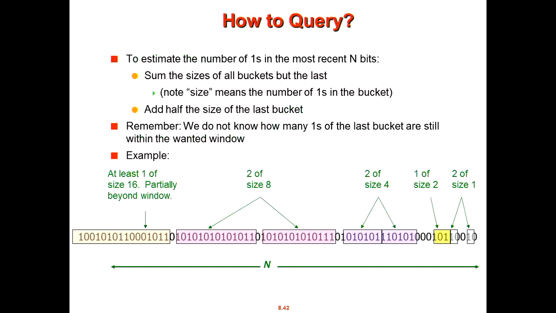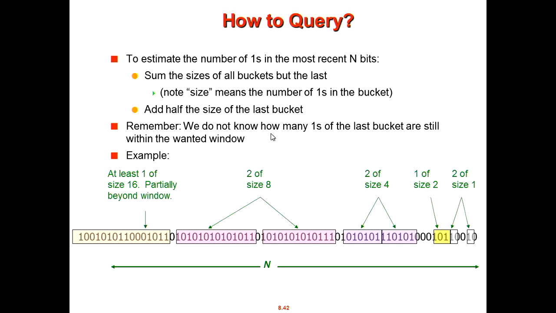And next, how to do the query. Now we have the buckets, we have the information. How can we use these buckets to answer the number of ones questions? To estimate the number of ones in the most recent n bits, you need to sum the sizes of all buckets except the last one. Note the size means the number of ones in the bucket. And then for the last one, you add half the size of the last bucket, because the last one is the unknown part.